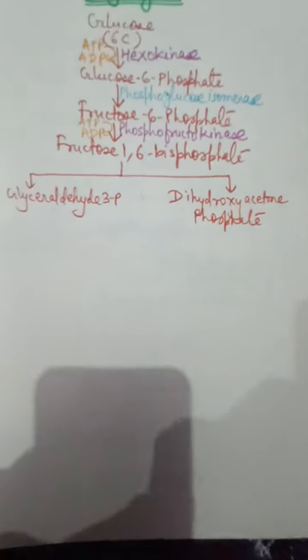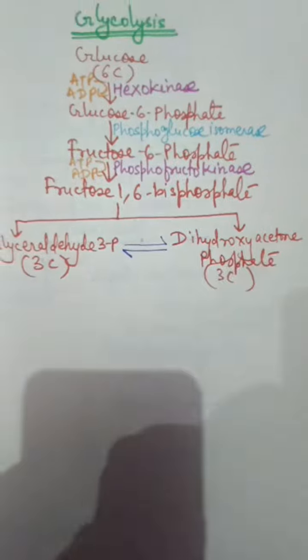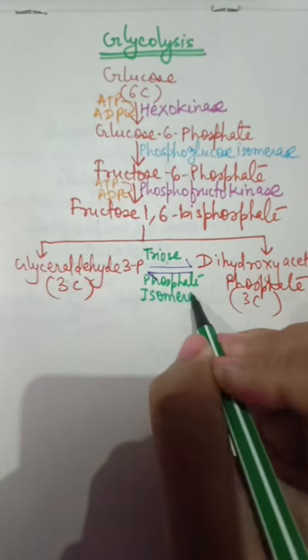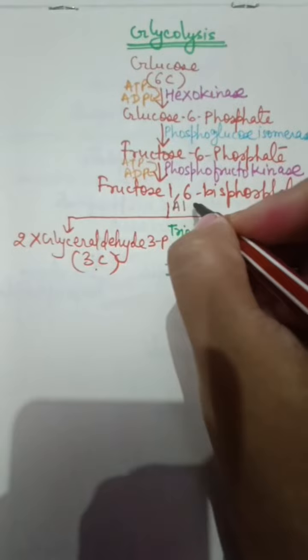Fructose 1,6-bisphosphate is then converted to glyceraldehyde 3-phosphate and dihydroxyacetone phosphate. Both are 3 carbon compounds, and they are also interconvertible in the presence of triose phosphate isomerase. Dihydroxyacetone phosphate is then converted to glyceraldehyde 3-phosphate. As a result, we get 2 molecules of glyceraldehyde 3-phosphate.